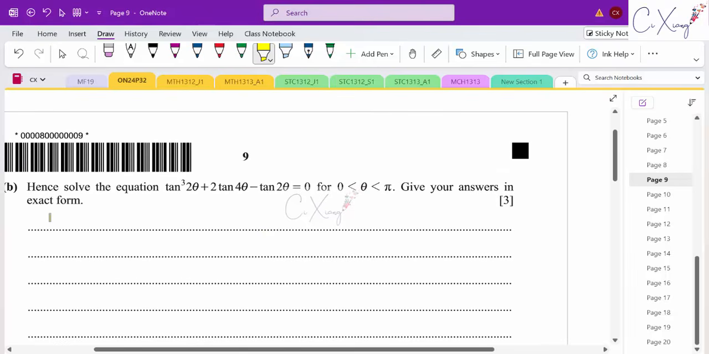For part B, hence, they want us to solve this equation for 0 until pi for theta. Give your answer in the exact form. So please highlight the keyword exact form. So your answer should be in the pi form or maybe surd form.